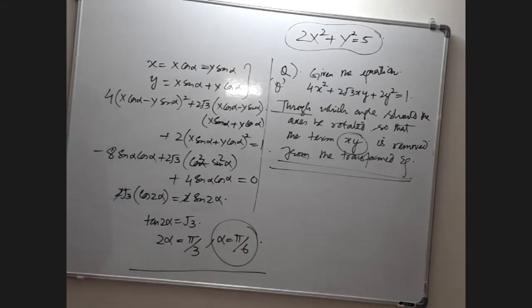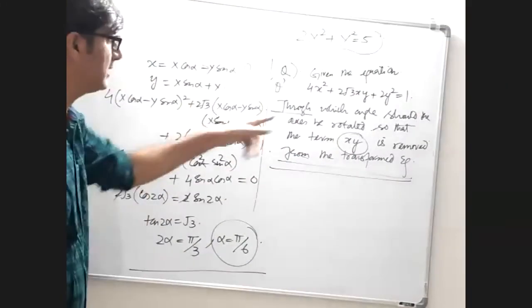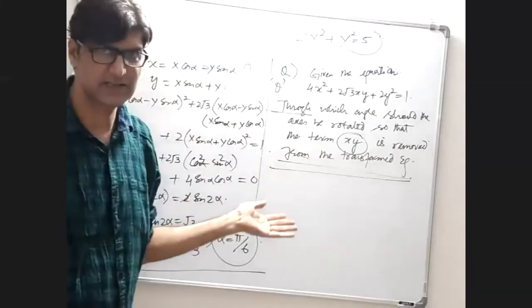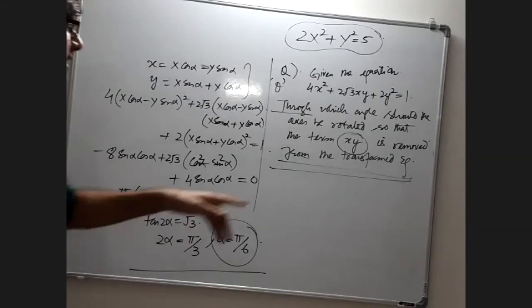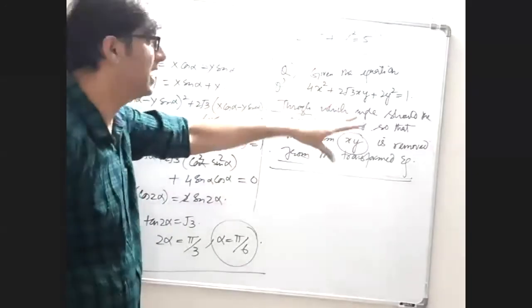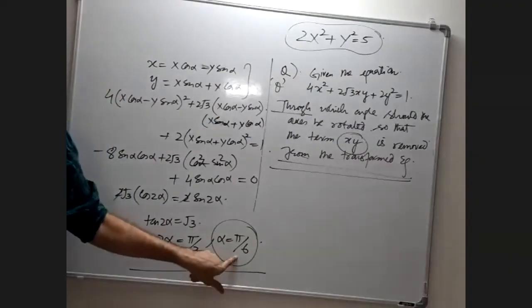So this is the angle through which we have to rotate the axis, so that the xy term in the transformed equation will be 0. I mean, it will be removed. That means there will be no xy term in the transformed equation if the axes are rotated through an angle of how much angle? 30 degrees.